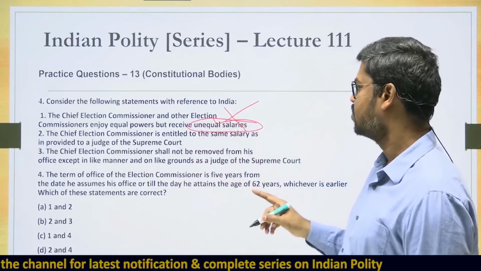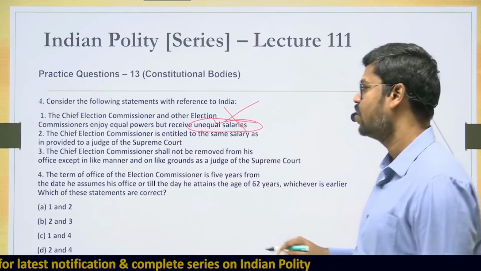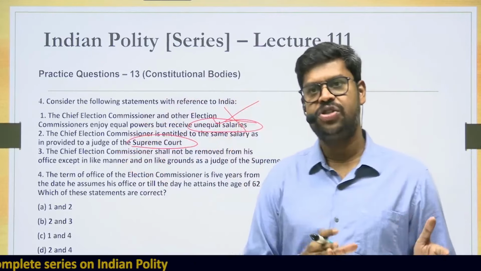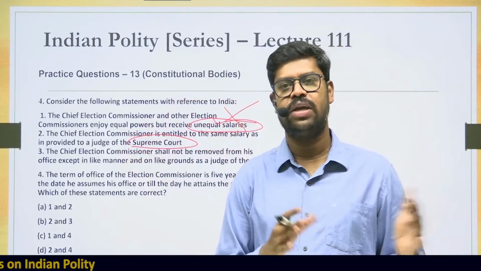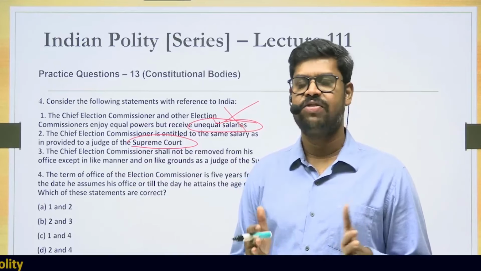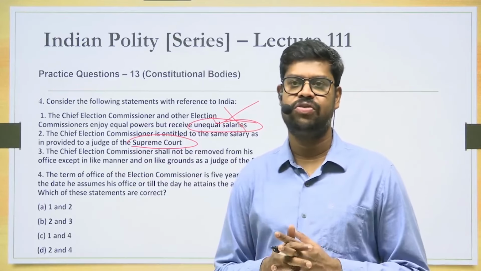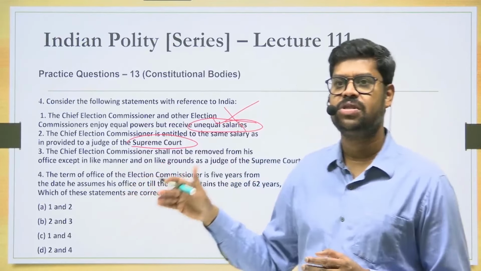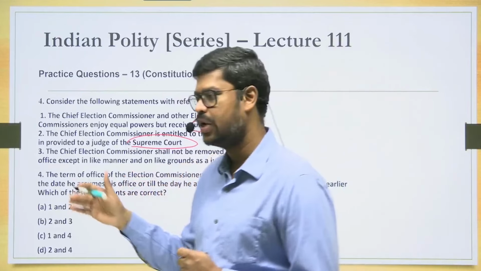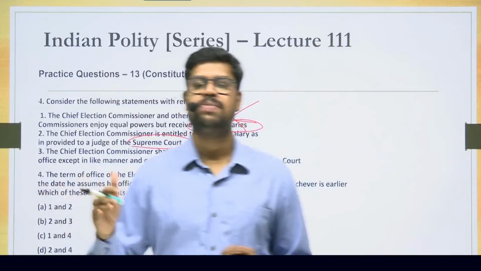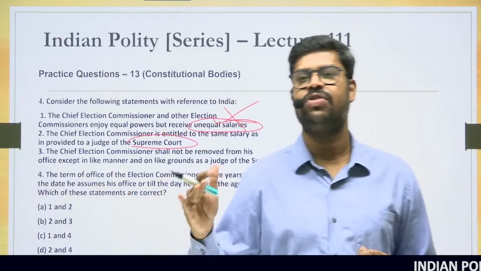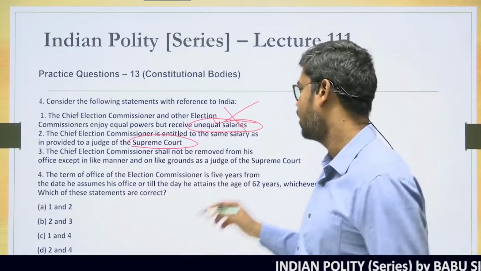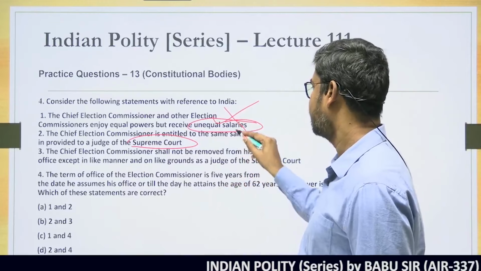The Chief Election Commissioner is entitled to the same salary as that provided to the Judge of the Supreme Court. Now, this is what we have discussed in our lectures. Initially, yes, by the previous law, the salary and allowances of the Chief Election Commissioner was similar to that of the Judge of the Supreme Court. But as per the Chief Election Commissioner and the other election commissioners Appointment and Conditions of Service Act 2023, now based on this particular act, the salary and allowances of the Chief Election Commissioner and the election commissioners are equivalent to that of the Cabinet Secretary in our country. So, therefore, definitely this particular statement is wrong.